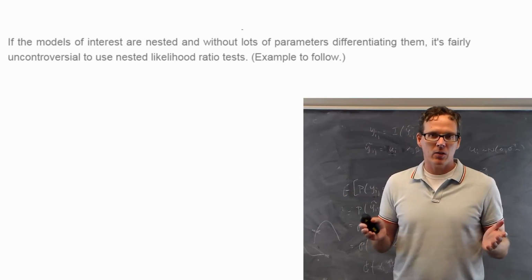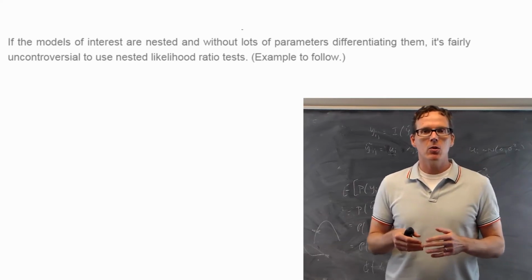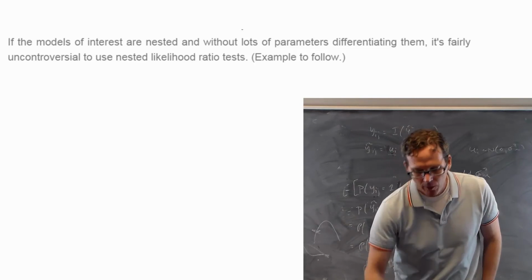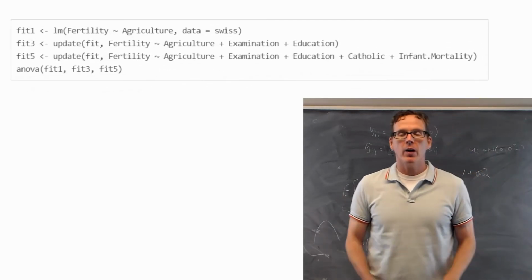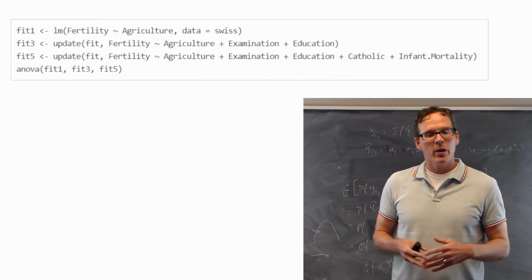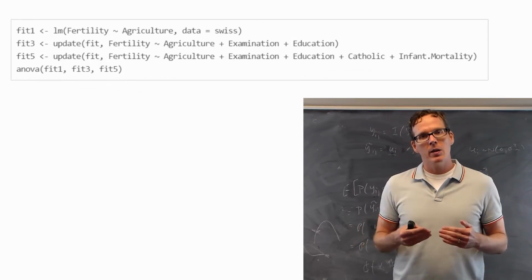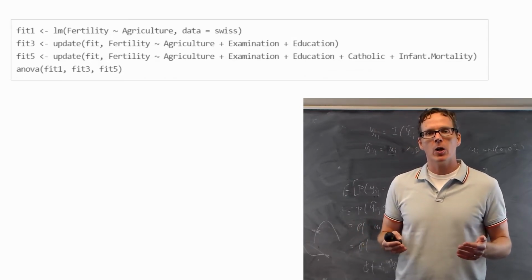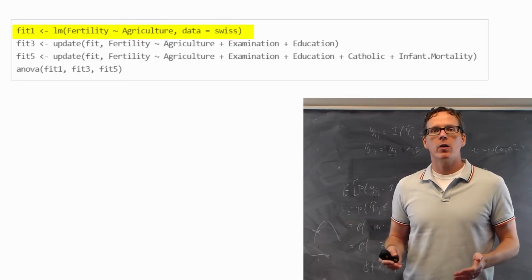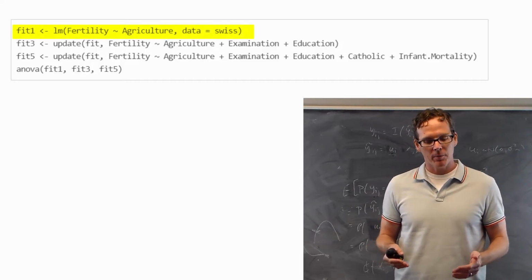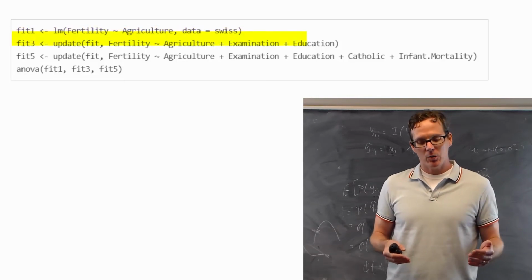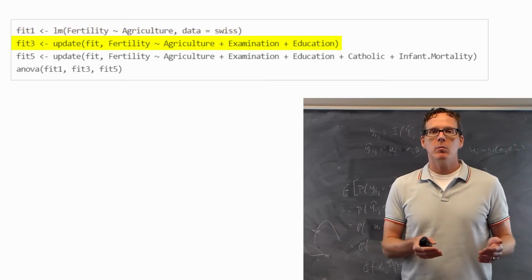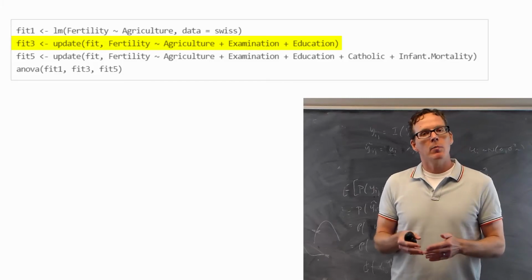Okay, and these nested model examples are very easy to do, so I'm just going to show you some code right here on how you do nested model testing in R. So I fit 3 linear models to our Swiss data set. The first one just includes agriculture. Let's pretend that that's the variable that we're interested in. And then the next one includes agriculture and examination and education. I put both of those in because I'm thinking they're kind of measuring the same thing.